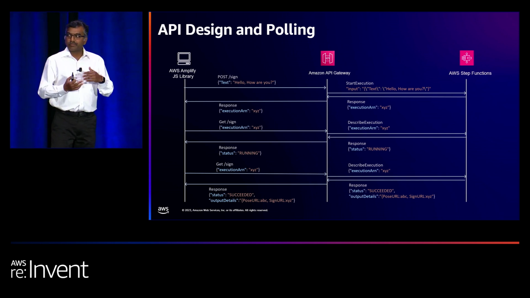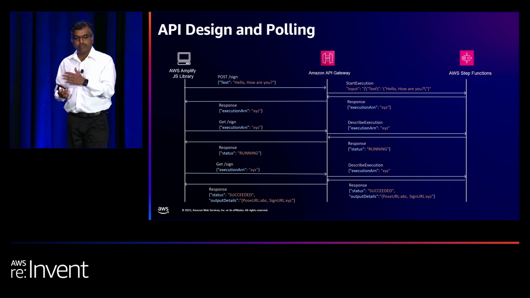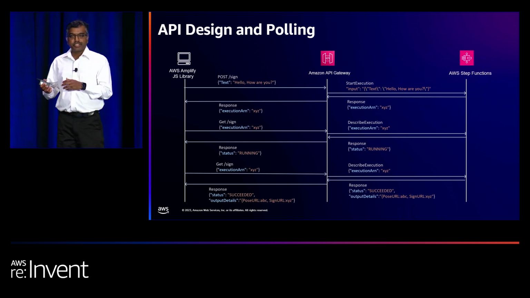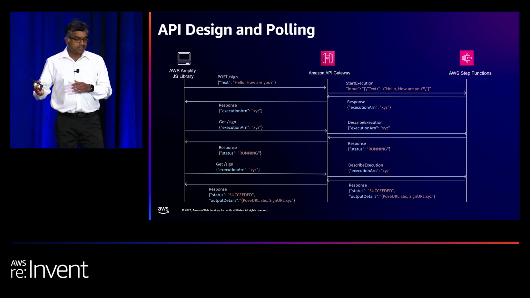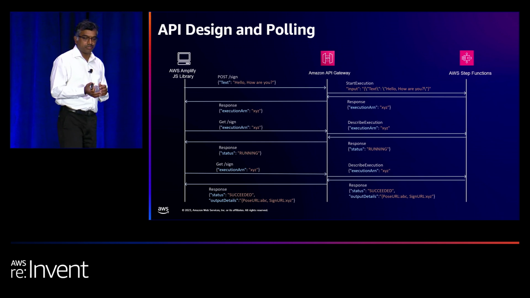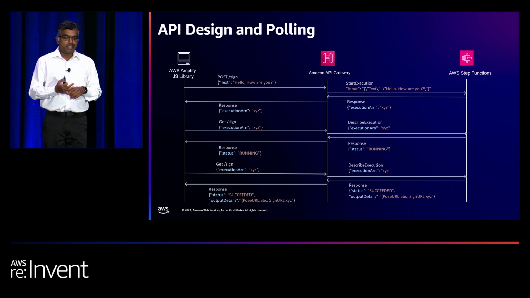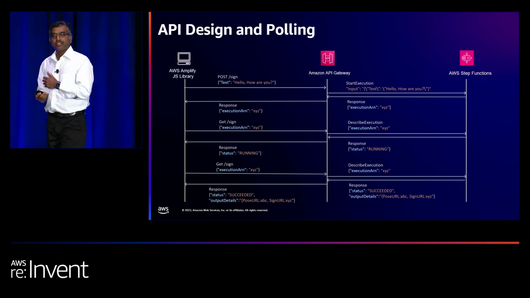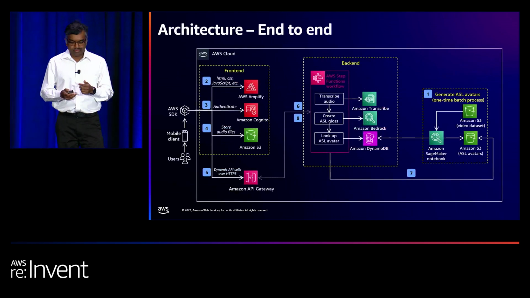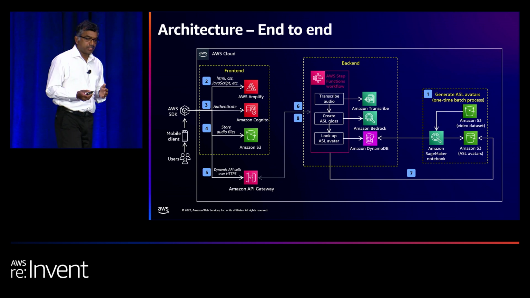Then the next step is going to do a get sign. The get sign is going to send the execution ARN back to the API, and then it's going to check the status of the step function execution. If it has succeeded, it's going to return the pre-signed URL back. If it is running, it's going to send a status of running back, and then the front end will wait for a couple of seconds and then call get sign again. Okay? So this is the end-to-end architecture.